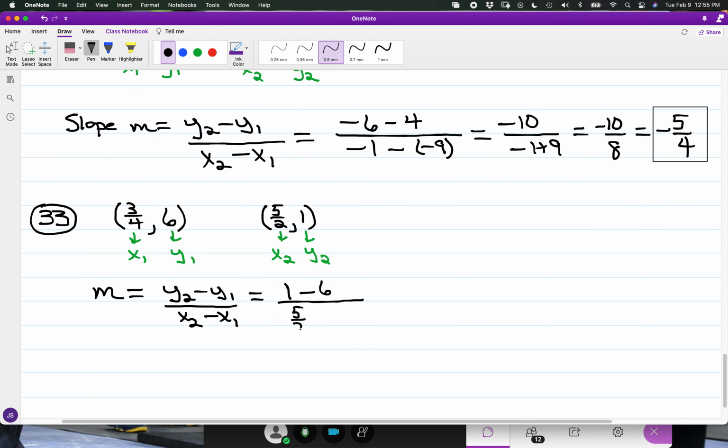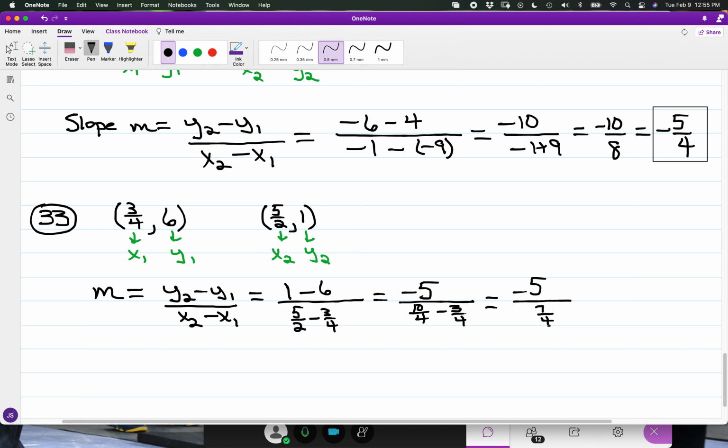Now for the bottom, if I take the difference between 5 halves and 3/4, you can write 5 halves as 10/4 minus 3/4. We still have -5 at the top. Now 10/4 minus 3/4 is going to come out to 7/4.